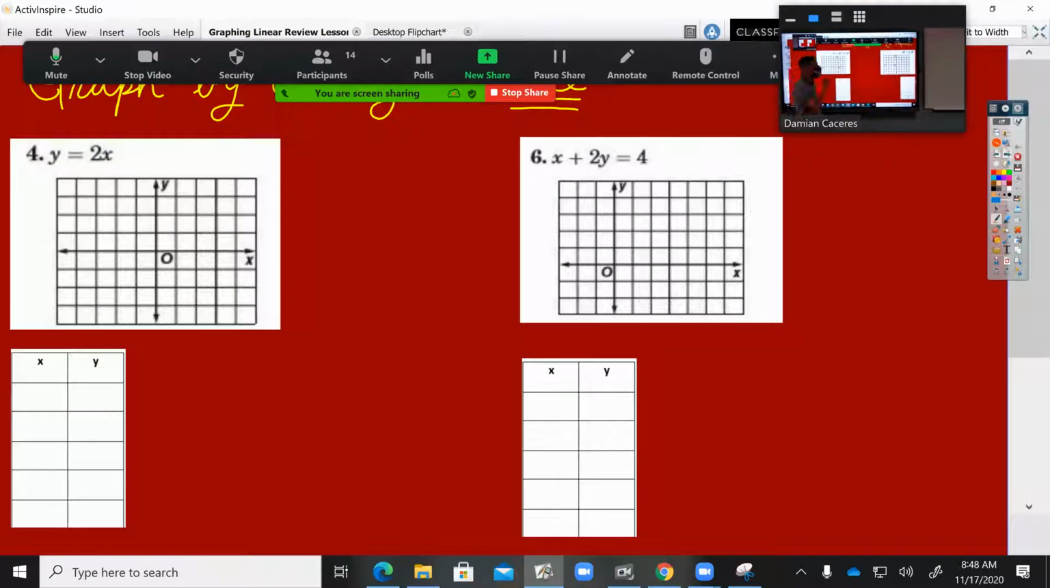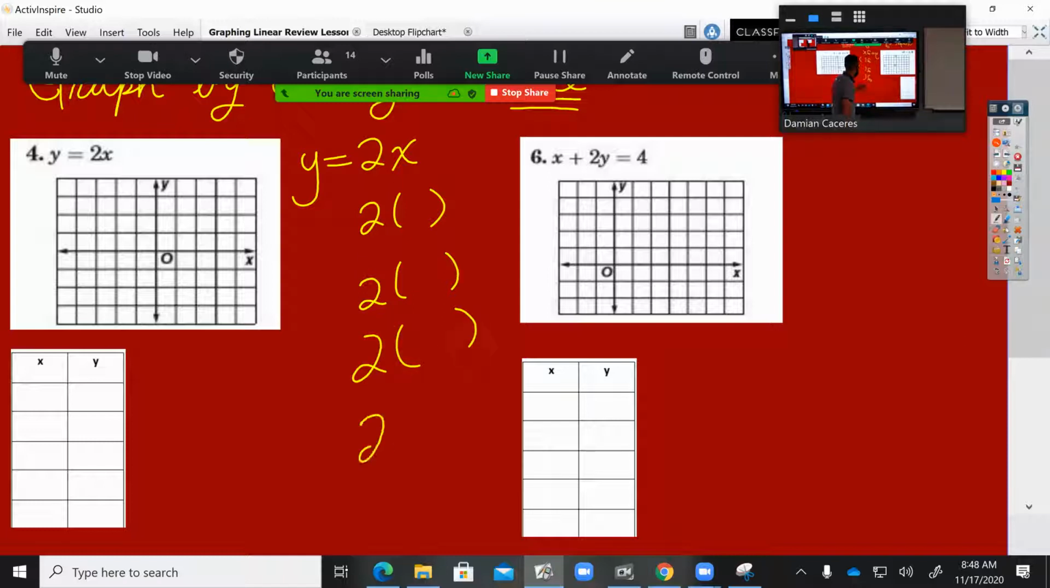Okay, on the next one, it's graphing by using a table. Now, on the first one, it's just y equals 2x. So your job is just to replace the x values with the x values that you put in the table. As long as you don't see a fraction, you can put 0, 1, 2, -1, -2. Now we plug these numbers in for x.